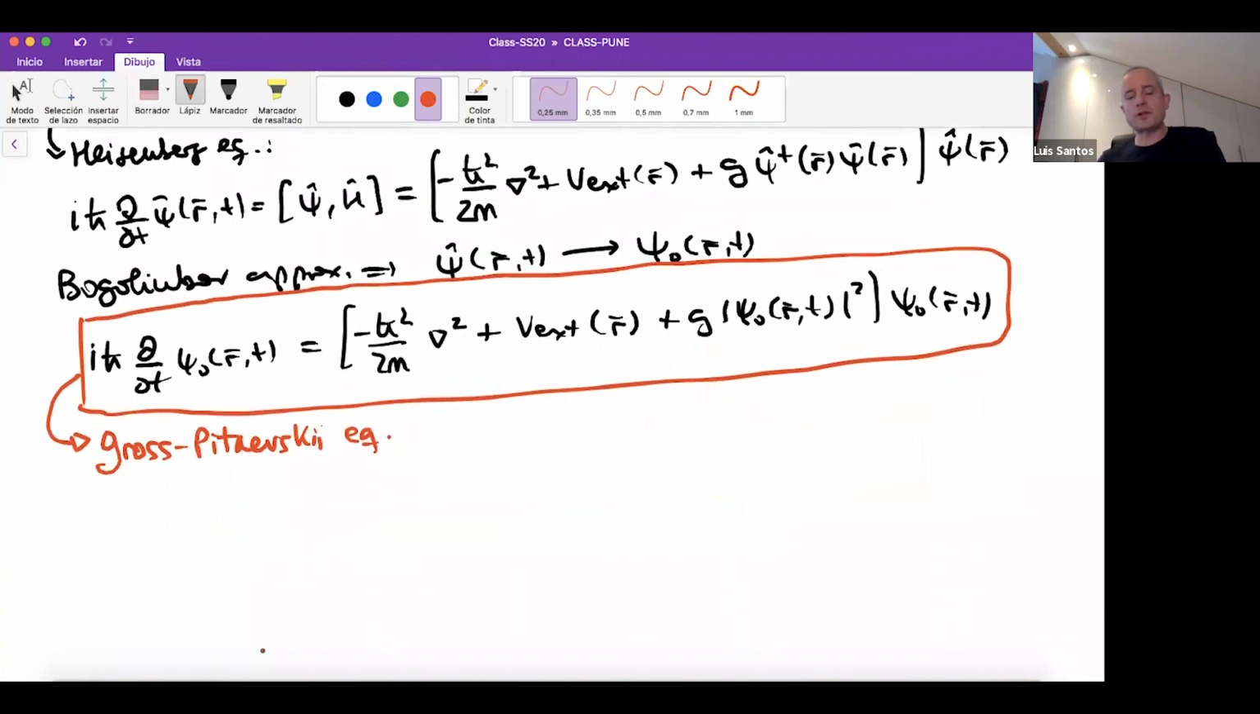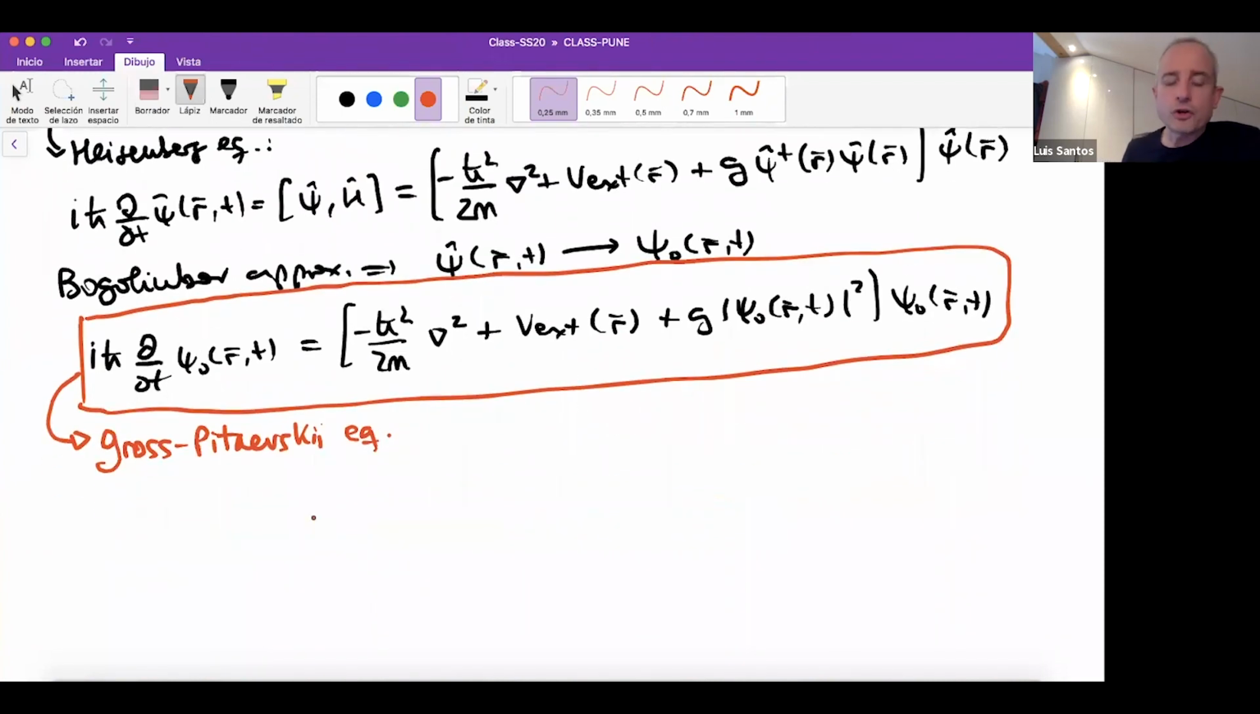This Gross-Pitaevskii equation is nothing else than a nonlinear Schrödinger equation with a cubic nonlinearity. So this type of cubic nonlinearity, in the sense that this goes like psi 0 squared and psi 0 here, gives you psi 0 to the power 3. So this is the nonlinear part, of course. The rest is just the Schrödinger equation, right? These types of equations you find in nonlinear optics, in the so-called Kerr media.